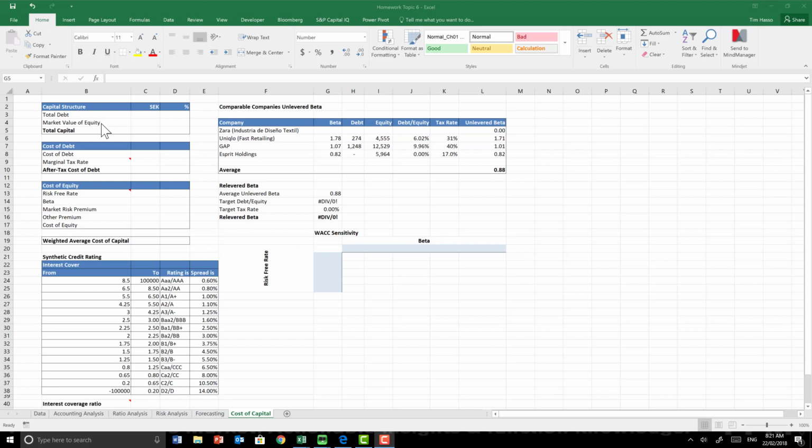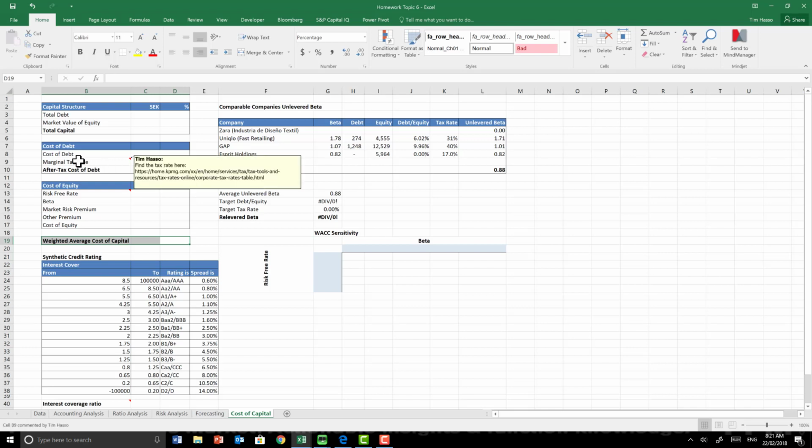So in front of you, you can see the setup. We'll need to figure out what the capital structure of the company is, what the cost of debt is, and then what the cost of equity is, and together all of those will give us the weighted average cost of capital. Now, today we're going to be focusing on figuring out all the individual assumptions, specifically within the cost of debt and within the cost of equity.